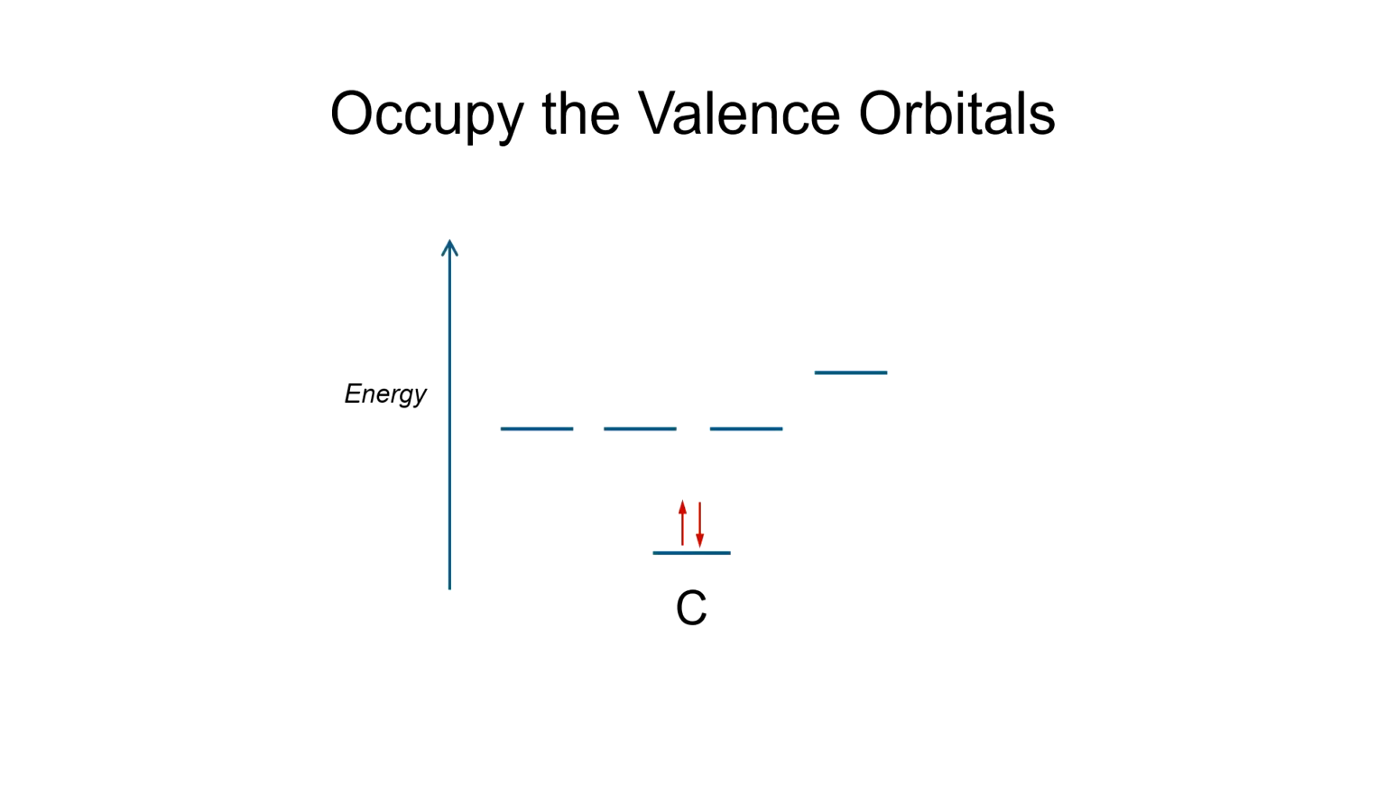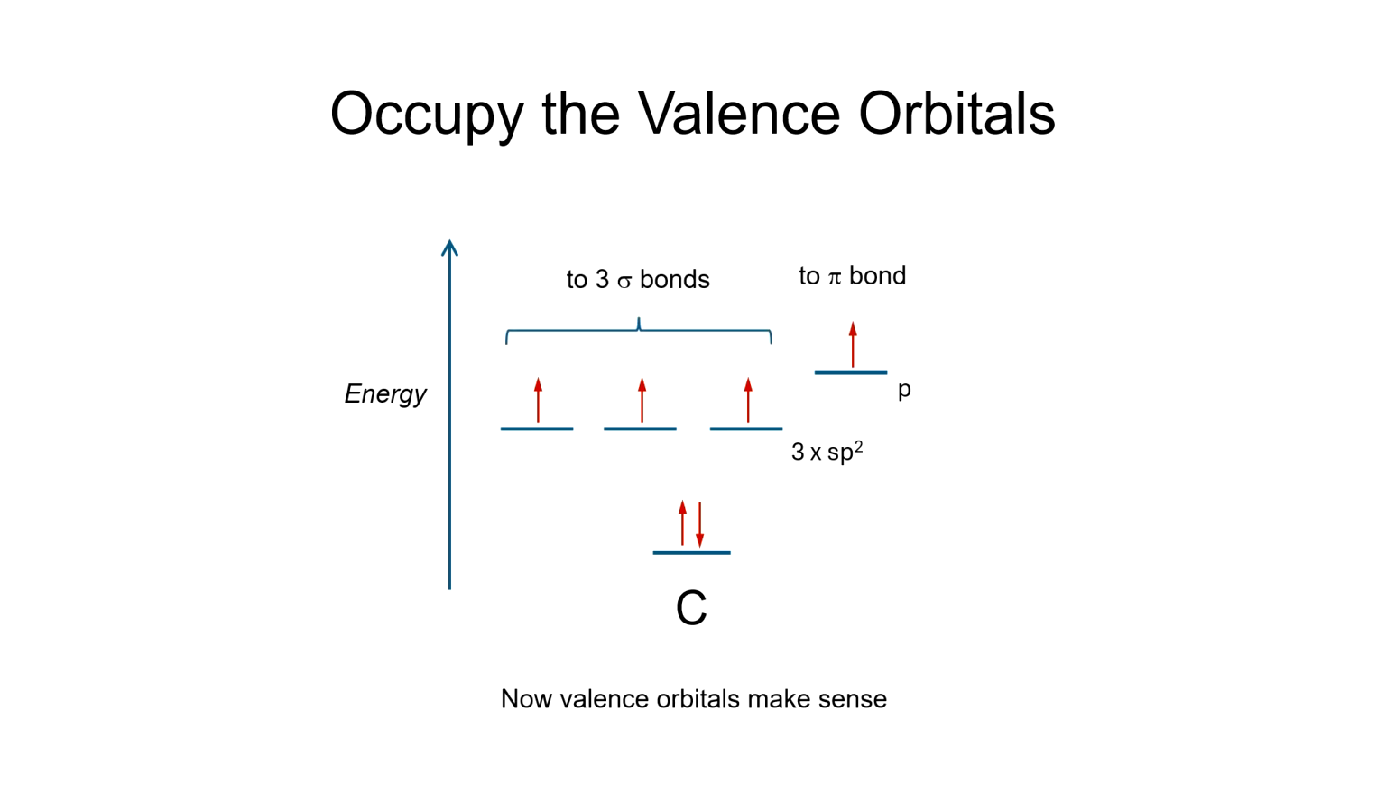Placing electrons in orbitals begins with filling the sp2 hybrid orbitals singly. Then we realize that doubling up the 4th electron is going to take more energy than placing it in a slightly higher energy p orbital. We now have a pattern that will contribute to 3 sigma bonds and 1 pi bond.